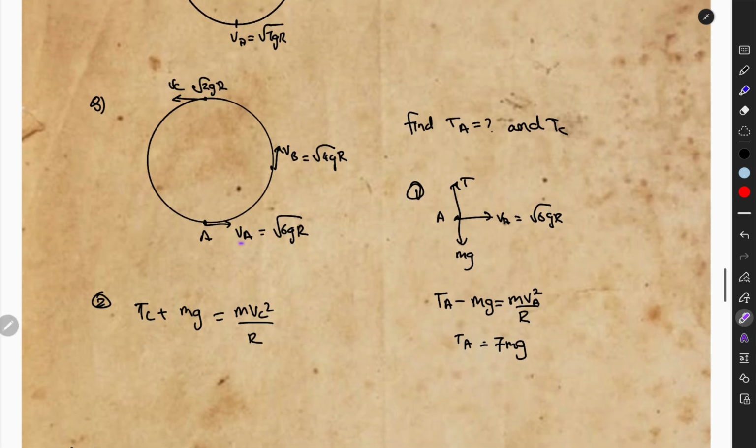So again, the velocity at a will be 6, let's say. This will be 4, then 4 minus 2 is 2, root under 2gr. If they ask you to find the tension at a, what will you do? Basically apply the normal Newton's laws of motion. Here tension force will be acting, and then here mg force will be acting.